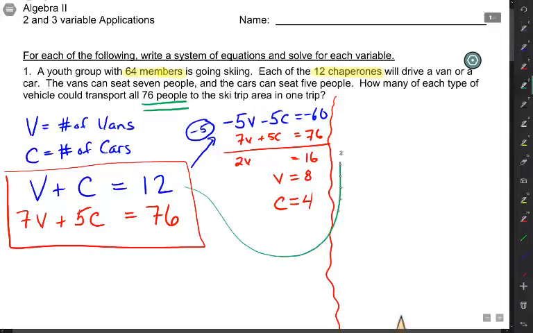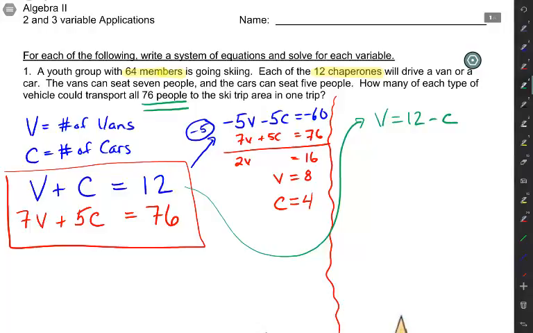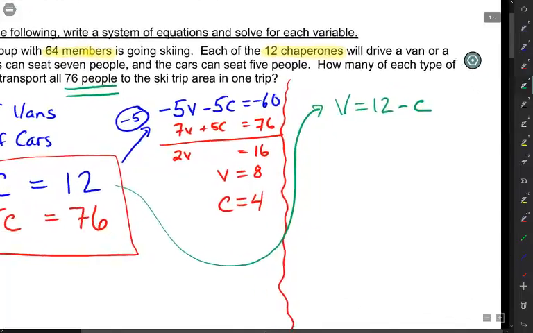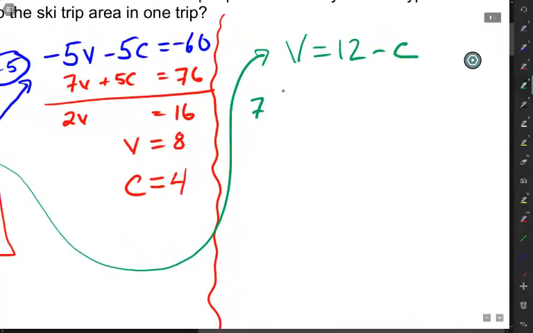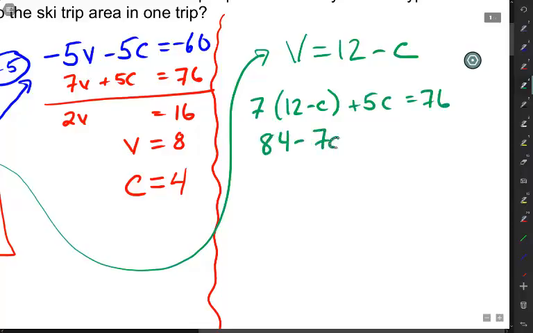Let's look at this from a substitution standpoint. I'm going to take this equation now, and I'm going to say V equals 12 minus C, because sometimes substitution is an easier method. Let's just see if it is in this case. So I have 7V, so 7 times 12 minus C, plus 5C equals 76. So 84 minus 7C plus 5C equals 76. So that's negative 2C.